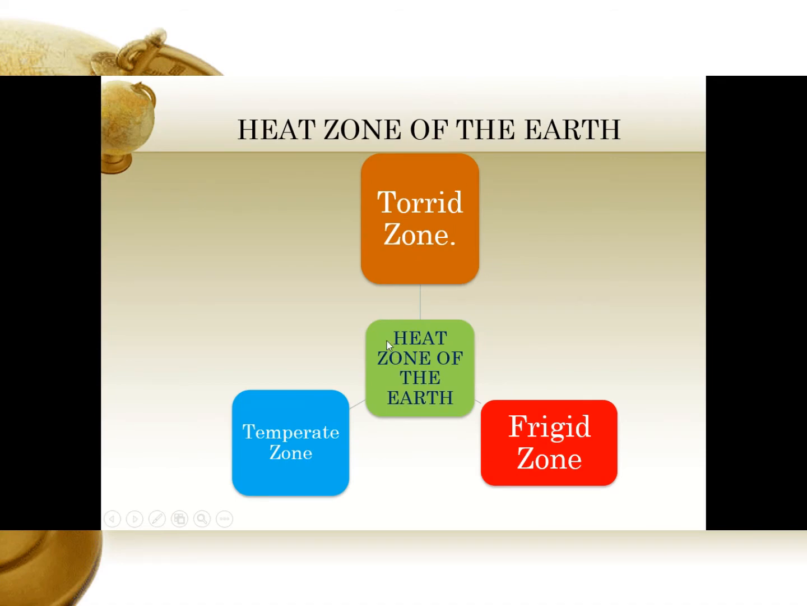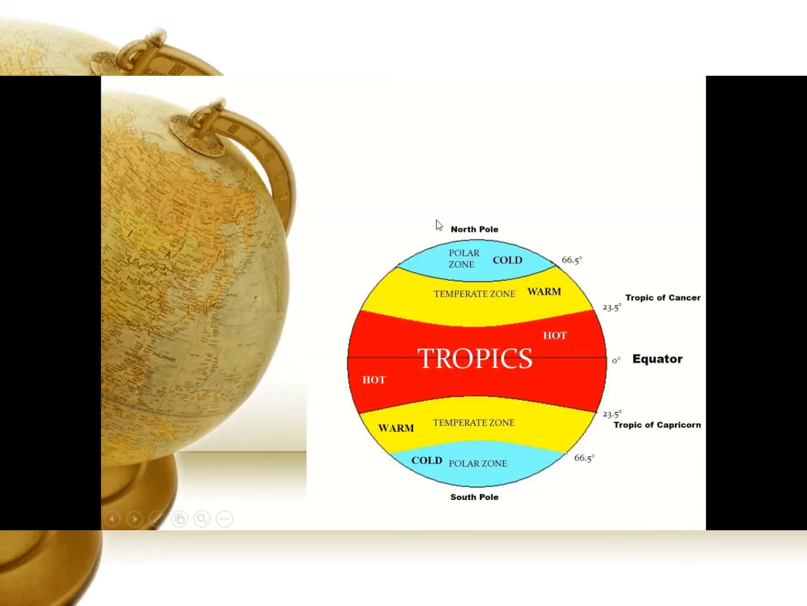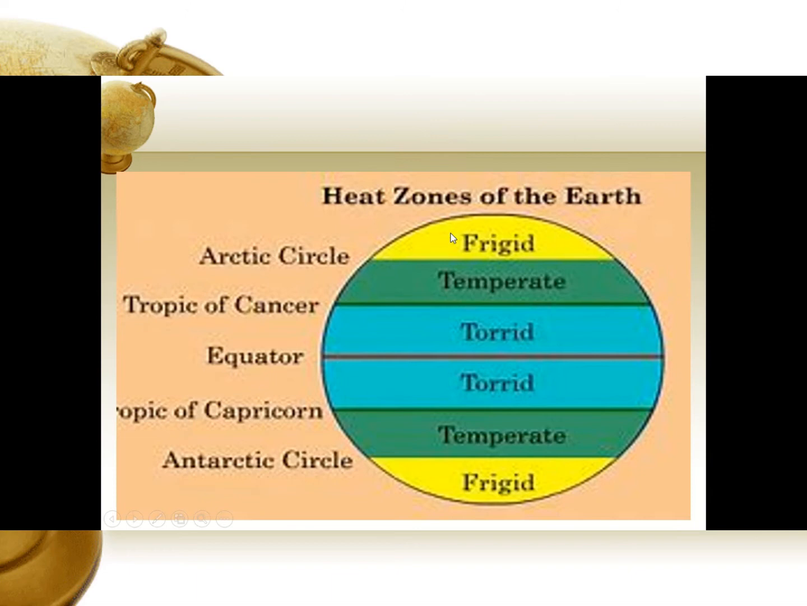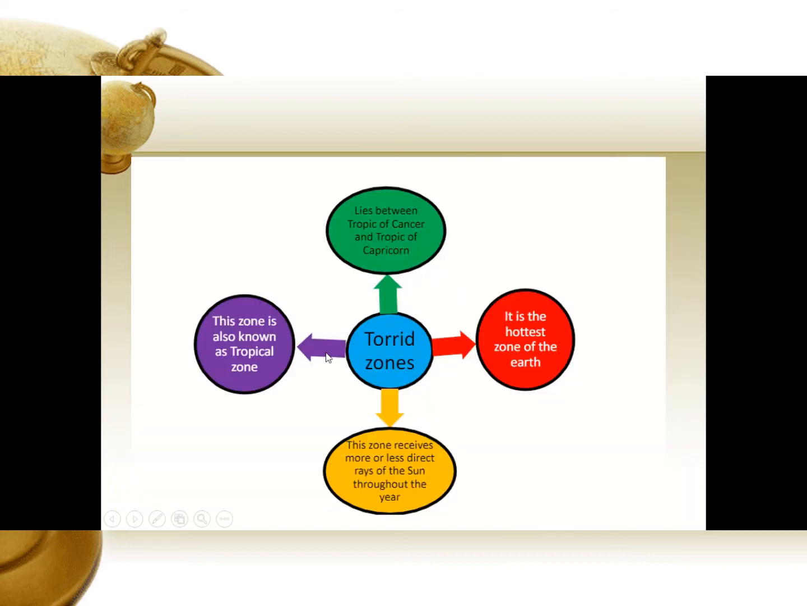Heat zones of Earth are divided in three parts: torrid zone, temperate zone, frigid zone. Torrid zone is closer to the equator, temperate zone is above the torrid zone, and frigid zones are the polar regions. Again we are repeating: the equator is the line, closer to the equator is the torrid zone. Then the Tropic of Cancer shows temperate zone in north and south both, and the Arctic Circle and Antarctic Circle experience frigid zone, meaning extreme cold.